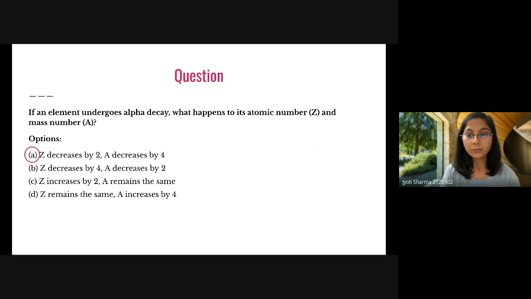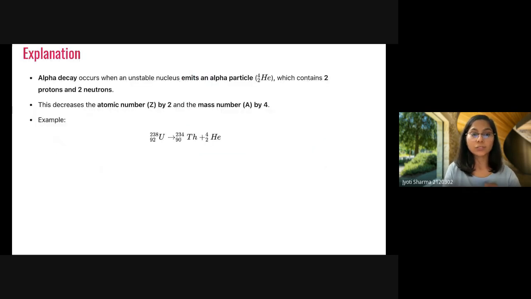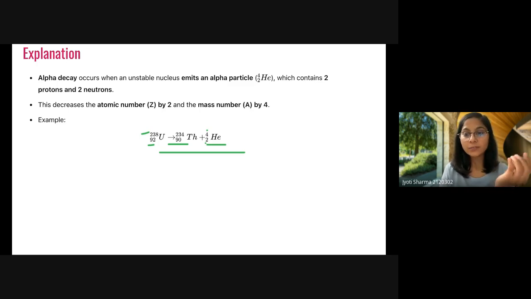Okay, on to the next question. We already covered this. For example, it was 92 and 238, and helium has been emitted. Helium is nothing but the alpha particle, so it has 2 and 4. So this will be 92 minus 2, which is 90, and 238 minus 4, which is 234. This is how you can tell if an alpha particle has been emitted. What will be the atomic number and atomic mass for your product?